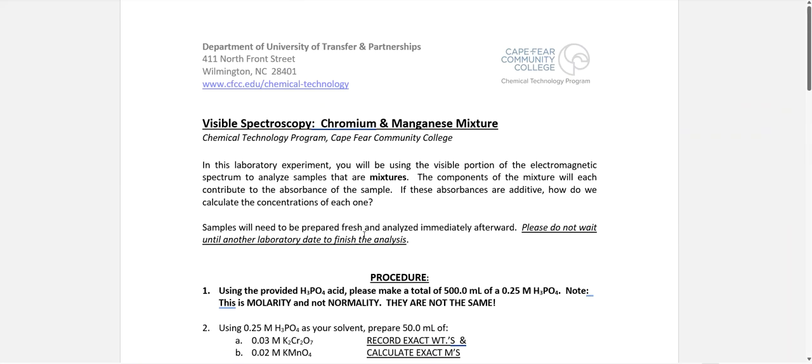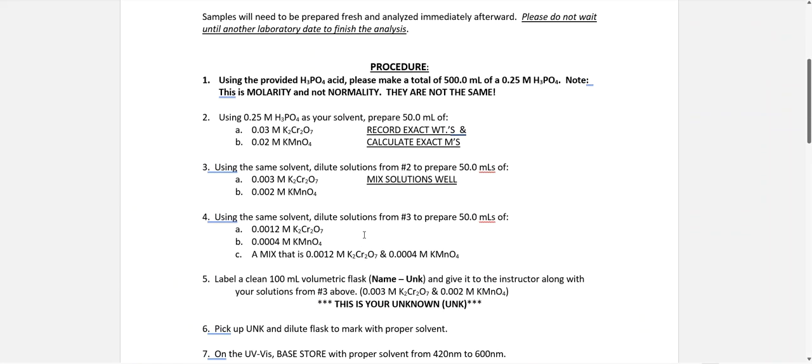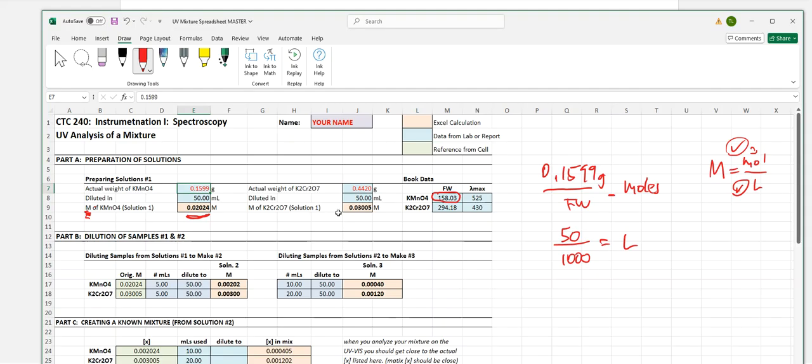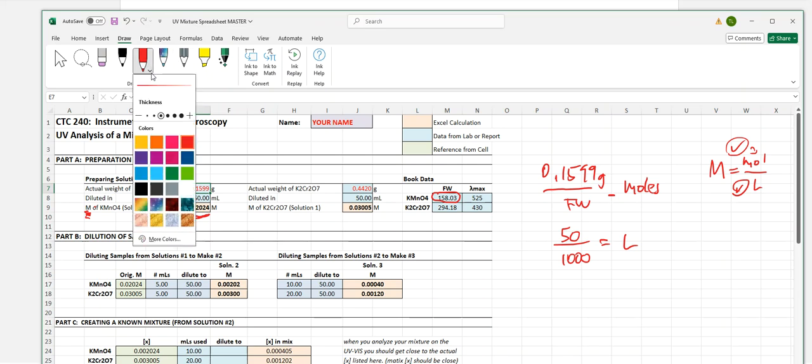So if I go back up to the first page, look at this. It says number 2, using your solvent, prepare 50 milliliters of 0.02 KMnO4. And it just so happens to be, okay, this person got really close. First step done. Guess what, folks? It's then rinse and repeat. That's all that this is.